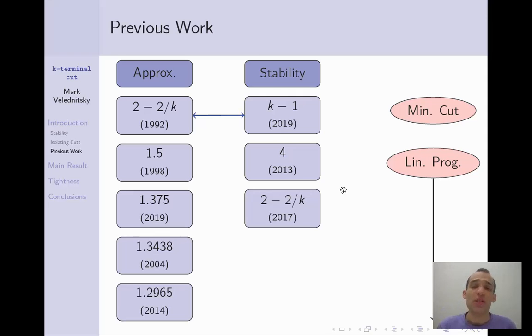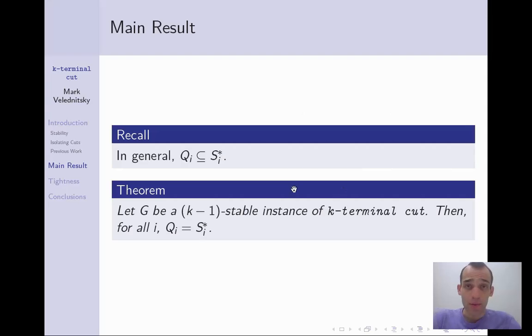And we're going to show that that's actually the best possible result. We're going to show an instance that's k minus 1 minus epsilon stable, on which the approximation algorithm does not deliver an optimal solution. So here's the exact statement that we're going to prove. Recall that in general, the source set of the isolating cut is a subset of the source set of the optimal cut. And what we're going to show is that in a k minus 1 stable instance of the k-terminal cut problem, this relation holds at equality. So the source set of the isolating cut is the source set of the optimal k-terminal cut.